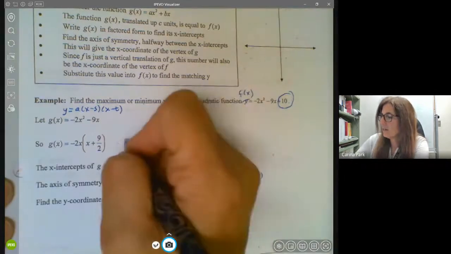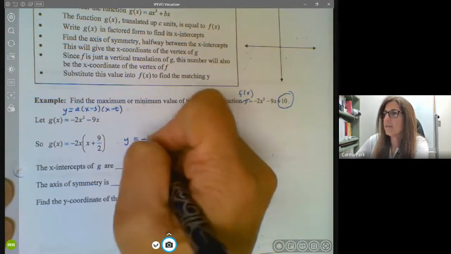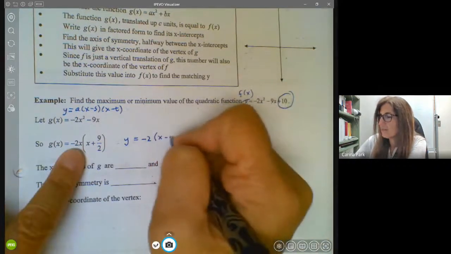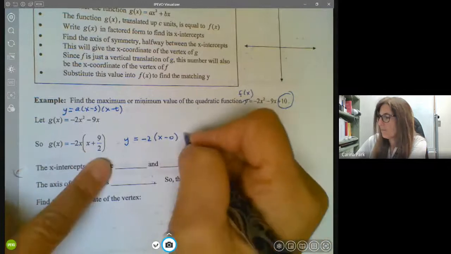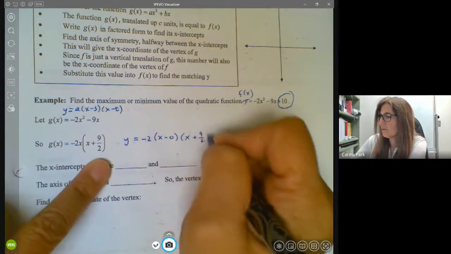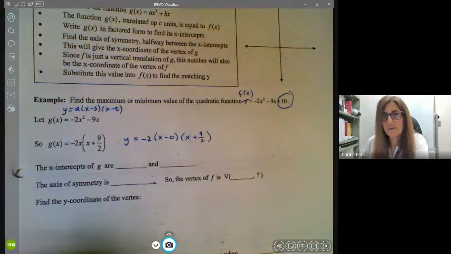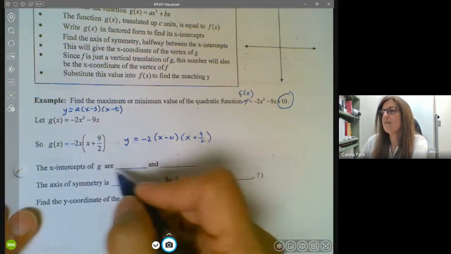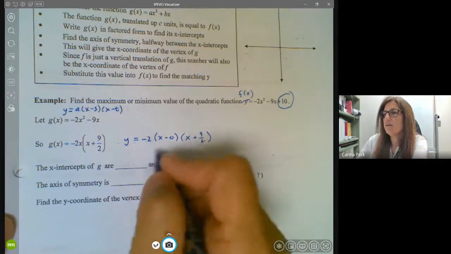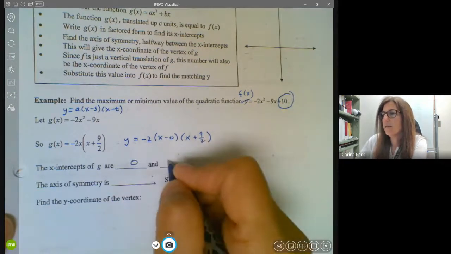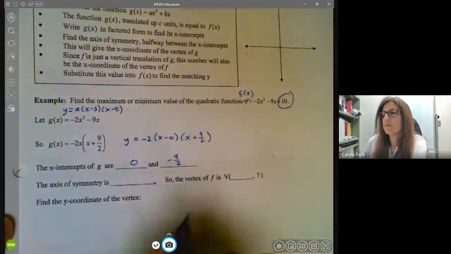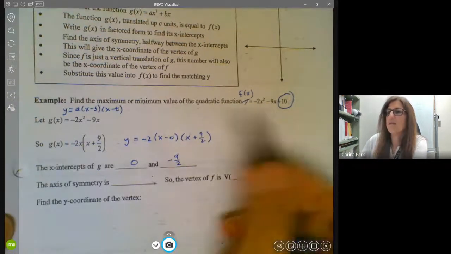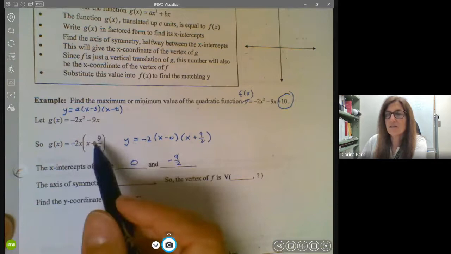This is actually the same as y equals -2 times x, and x alone is like x minus 0, and this one here is x plus 9 over 2. This is factored form. And from this, I can see that the x-intercepts of G are 0 and -9 over 2. G, not F, not this one, but this one that's been shifted down by 10.